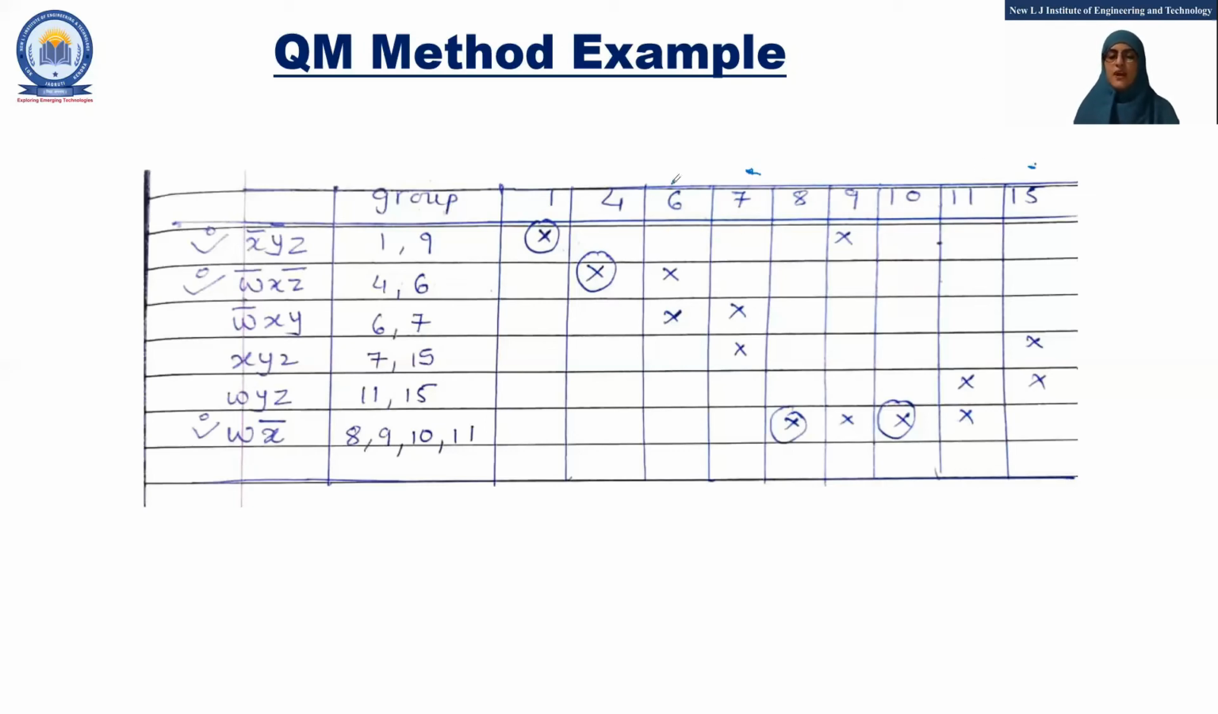So we have to find a combination which includes 7 and 15. If they are in separate min terms or separate groups, we have to consider both groups. But here we can see that these two terms are included in this single group. So we will consider this group. And our answer will be X bar Y bar Z plus W bar X Z bar plus X Y Z plus W X bar.